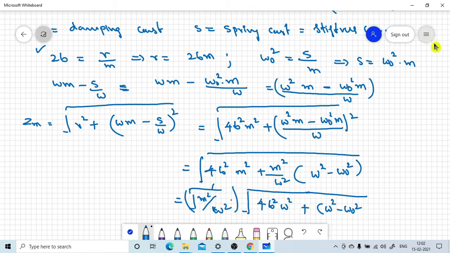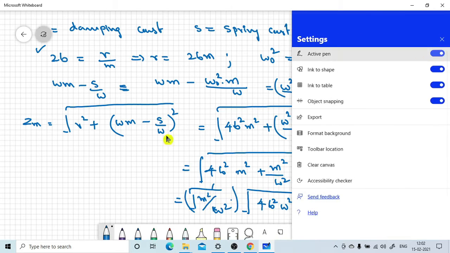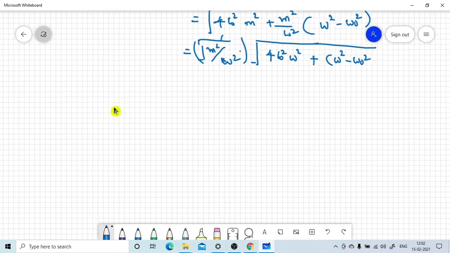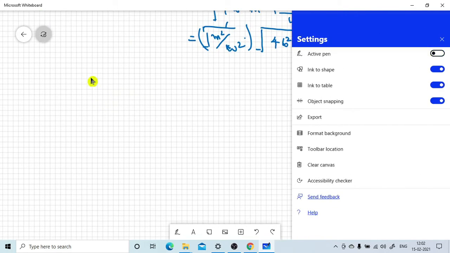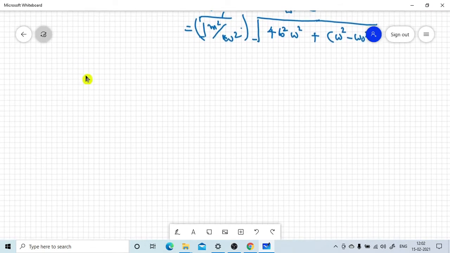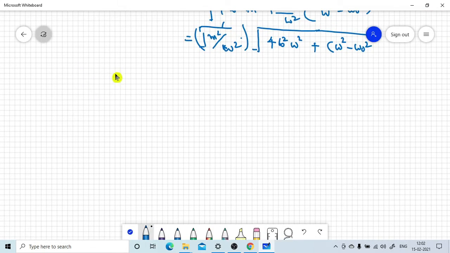The final value we get is the Zm value. Only we are concentrating on the Zm value. After that we will substitute in the given equation. So Zm is equal to m by omega times the square root of 4b square omega square plus omega square minus omega naught square. This value we will get.